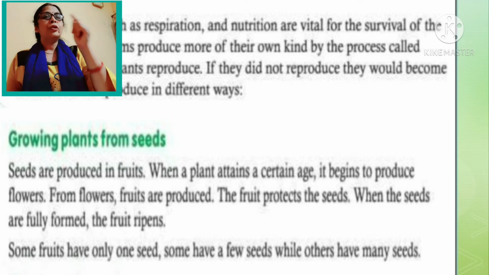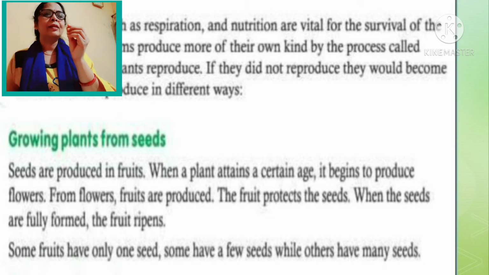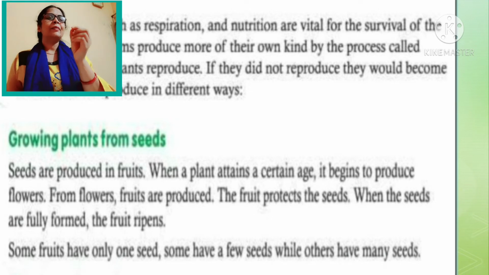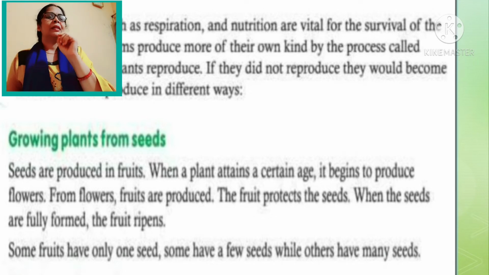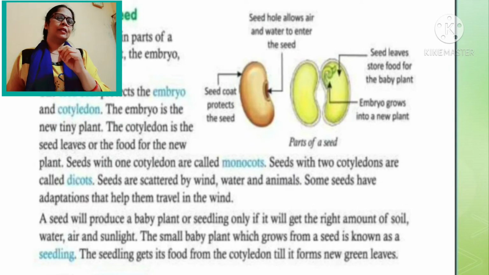First, the outer layer, which is the protective layer, is called the seed coat. Inside the seed coat there is a fleshy part called the cotyledon or seed leaves, and inside the seed leaves there is a small structure called the embryo or baby plant. On the seed coat there is a tiny hole called the hilum. Through the hilum, water enters the seed.